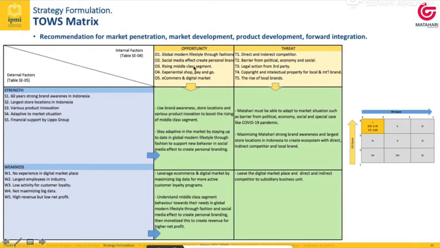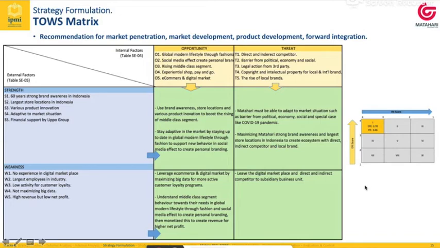For strategic formulation, you need to do the TOWS matrix, combining into SO, which means using strengths to take advantage of opportunities. Then ST, using strengths to overcome threats. And WO, taking advantage of opportunities to overcome weaknesses. And this one is the hardest, WT: you need to avoid threats and also avoid weaknesses.